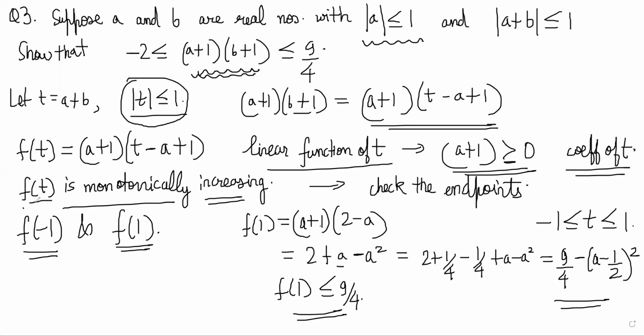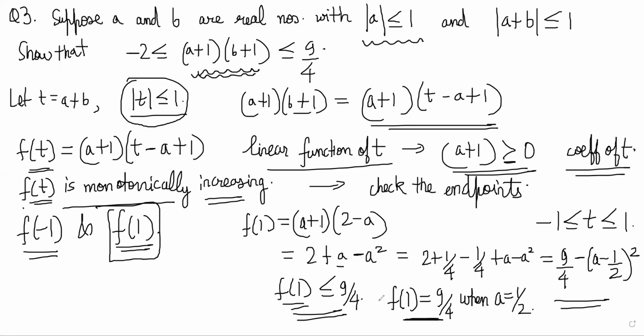Since f of t was monotonically increasing, f of 1 is going to give us the maximum value of the f function. And f of 1 is less than or equal to 9 by 4, and f of 1 can be equal to 9 by 4 when a is equal to half, right? So that should be the maximum value of our f of t on this interval. So we have basically found the upper bound of f of t.